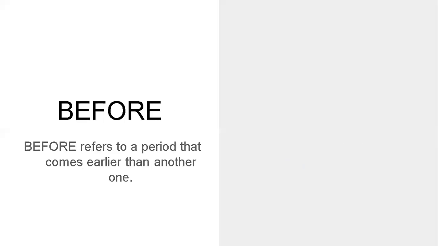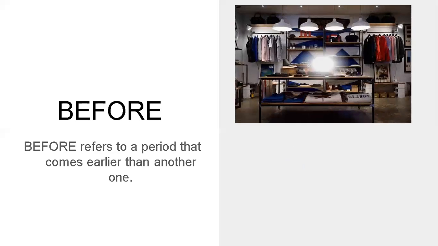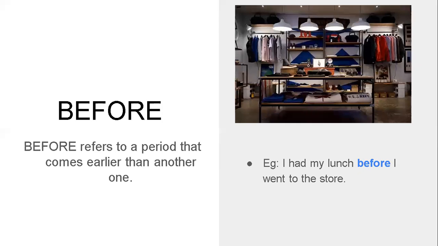Before. Before refers to a period that comes earlier than another one. So, I had my lunch before I went to the store. So, first I had my lunch and then I went to the store.